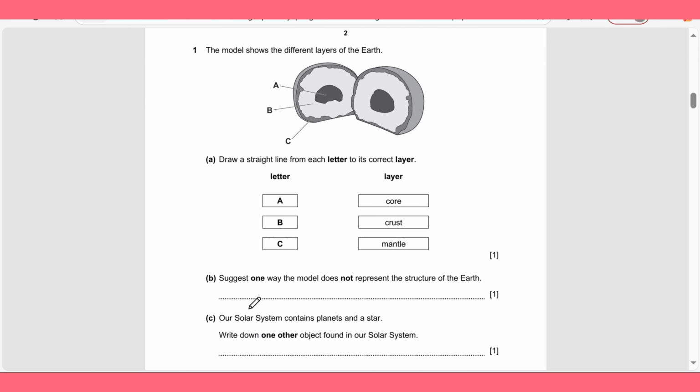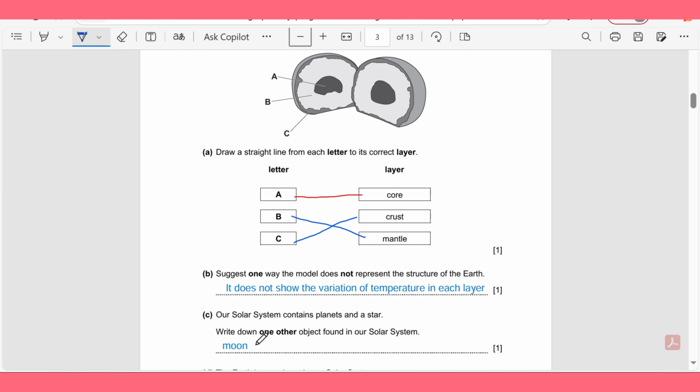Guys, now we are in 1C. Our solar system contains planets and a star. Write down one other object found in our solar system. Let's check out the answer, guys. So it's moon. It should be easy for you.